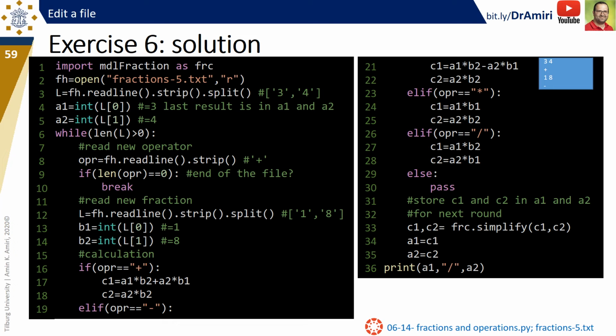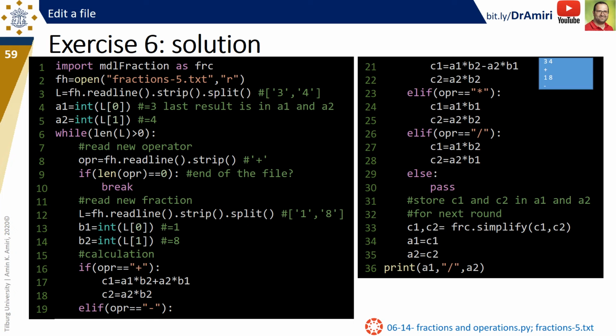So I do the read line again here. I'm almost sure that this read line will not provide any empty string. I would always see a fraction right after an operation. So what I'm going to do here is that in line 12, I do the read line, a strip, and then a split so that I have the strings of 1 and 8. And after that, I will place the integer format of these in B1 and in B2.